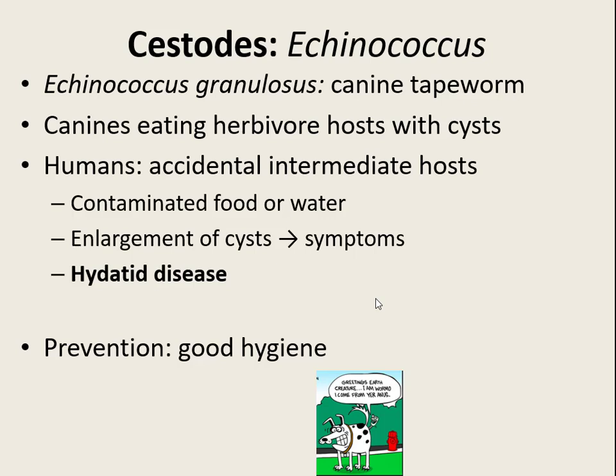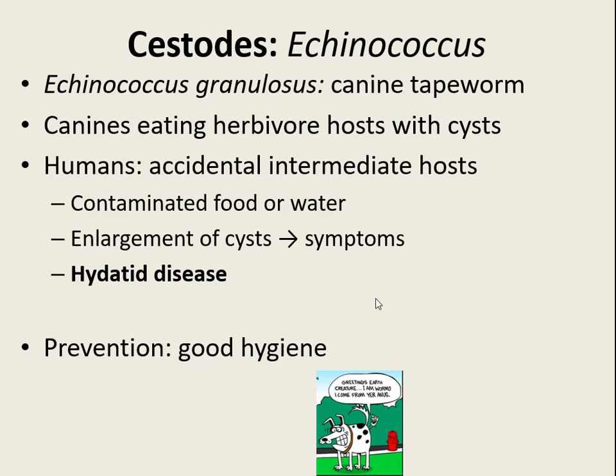Humans are accidental intermediate hosts. We're an intermediate host, which means the worm itself cannot develop into the full adult tapeworm. We can get larvae in the body, but it will not develop into the actual adult tapeworm, which will lay eggs. So we're just considered accidental hosts because the tapeworm would rather not get in us. How we pick it up is contaminated food or water that has eggs from dog fecal matter.